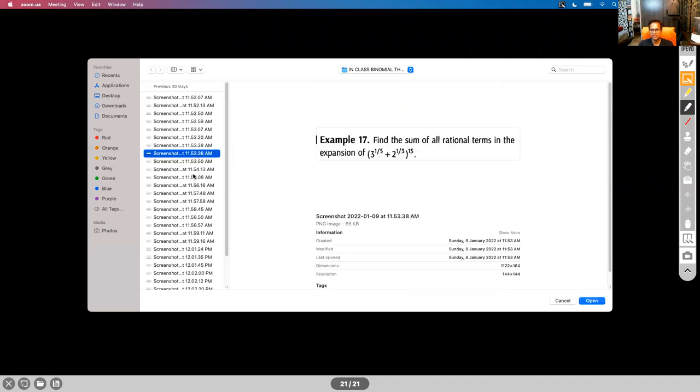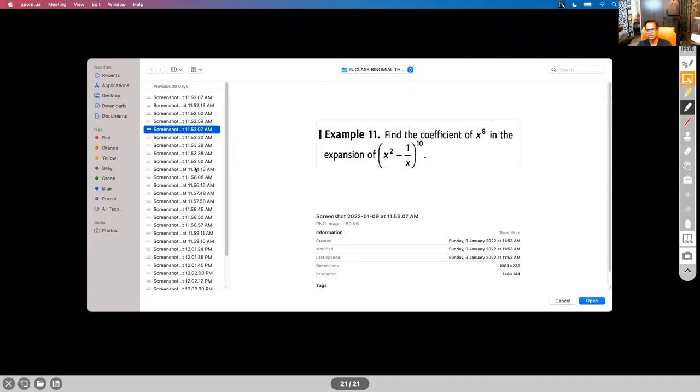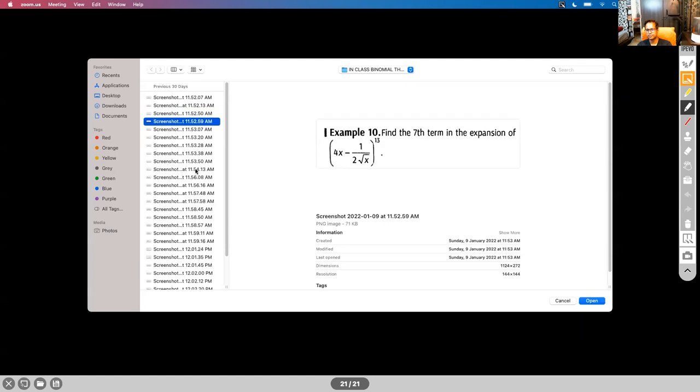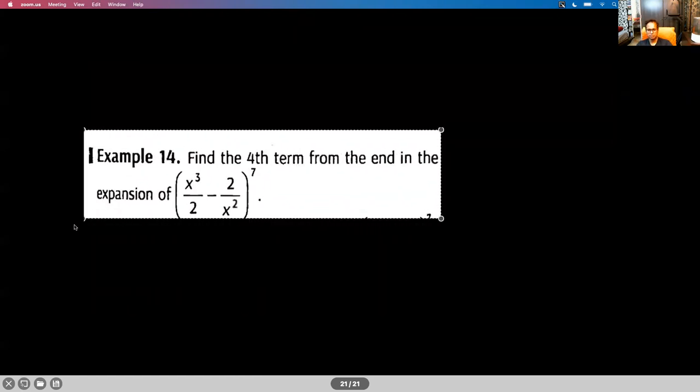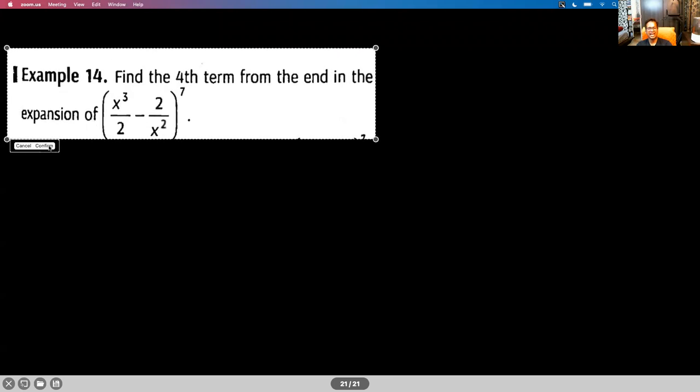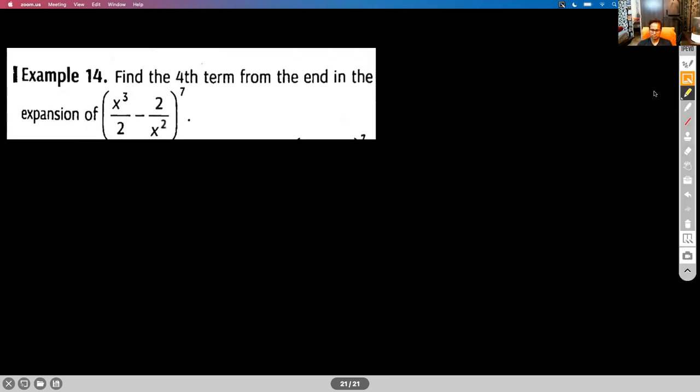Okay, let's take this one. Find the fourth term from the end of this expansion. Again, write done if you're done. No need to type out your response.